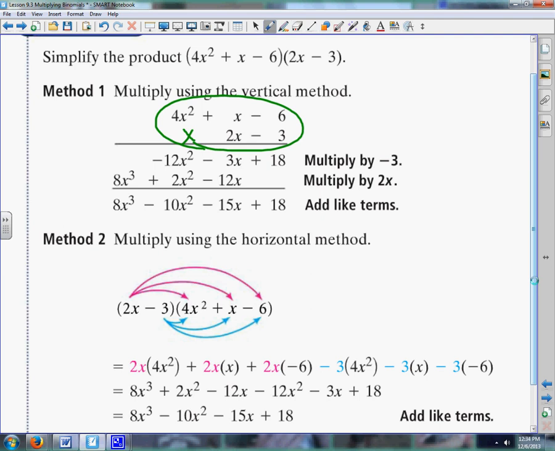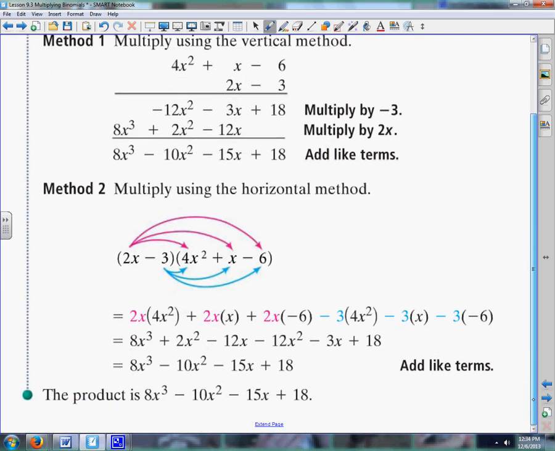polynomials. So what you do is you do negative 3 times negative 6, so that's an 18. Then you do negative 3 times x, so that's negative 3x. And then negative 3 times 4x squared is negative 12x squared. So if you see what they're doing, it's exactly the same as just an old school multiplication problem. Or you can do FOIL, but if you look, it gets kind of messy.